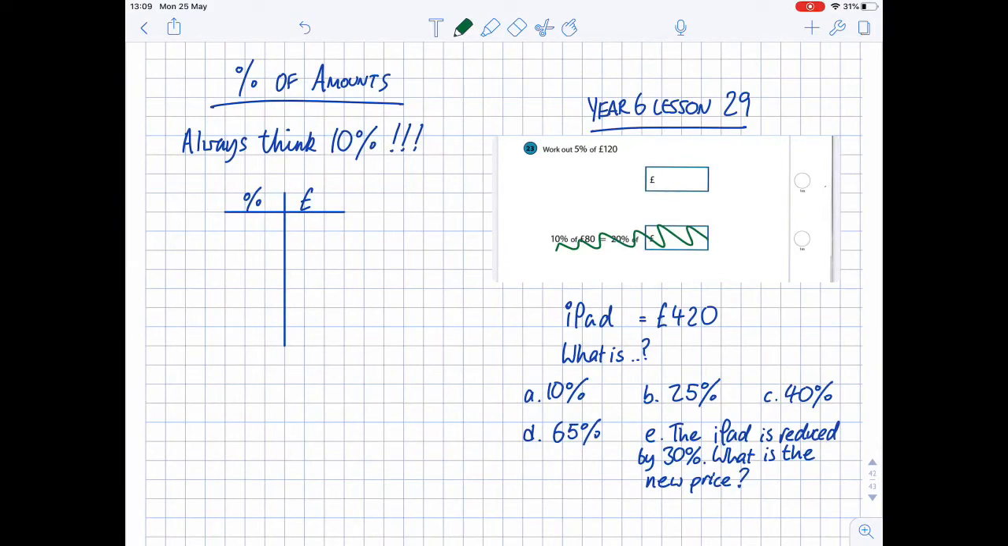It's a past paper question again, and we're just doing the first part. We're going to focus on the second part again. So, the question is asking you to work out a percentage of an amount. Work out 5% of £120.